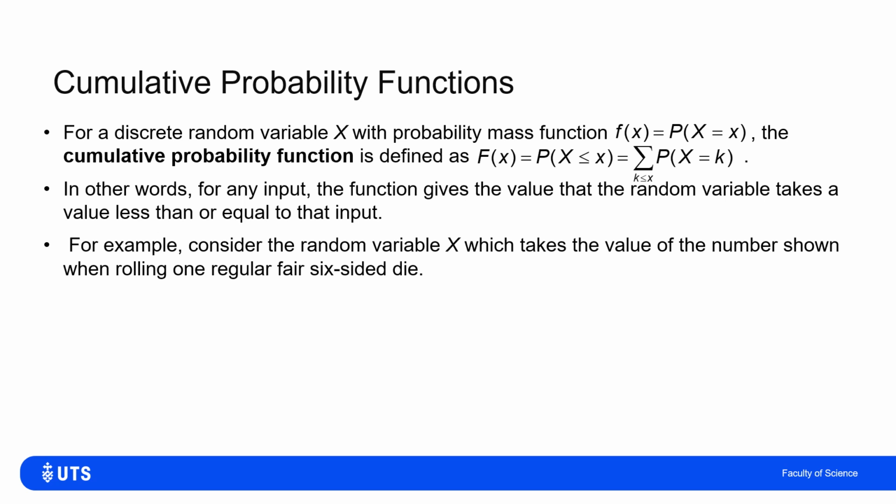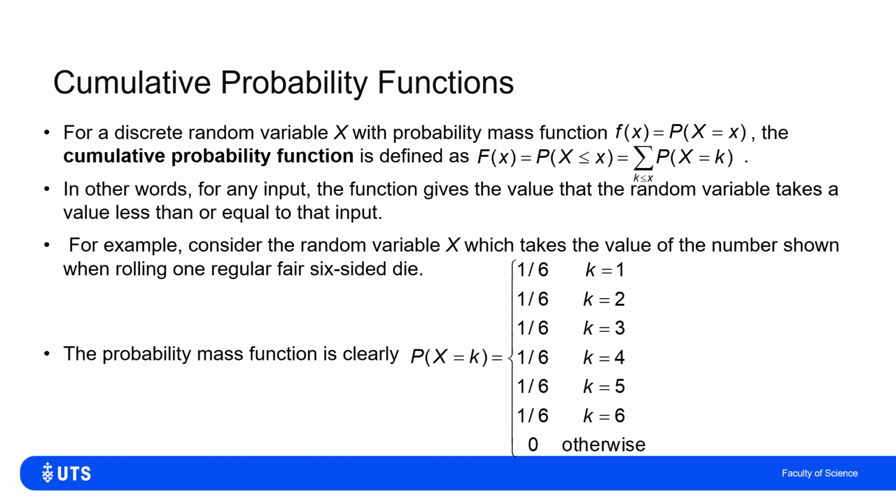So if I start with a simple regular fair 6-sided die, roll it once and call the outcome the number shown, then the probability mass function, I hope, is fairly straightforward, that I have probability 1/6 of getting a 1, probability 1/6 of getting a 2, same for 3, 4, 5, and 6, and there is no possibility of any other outcome.